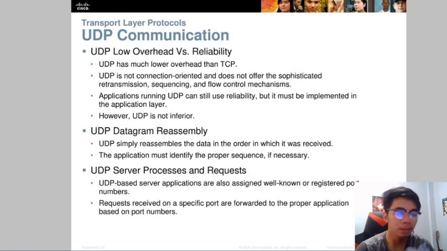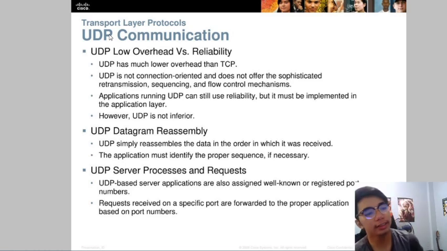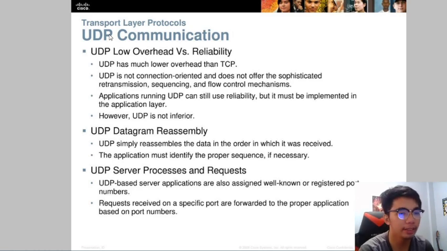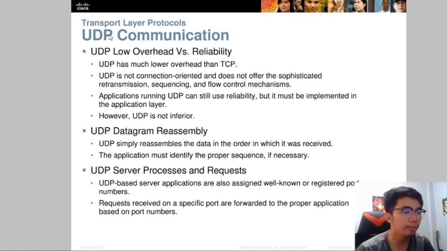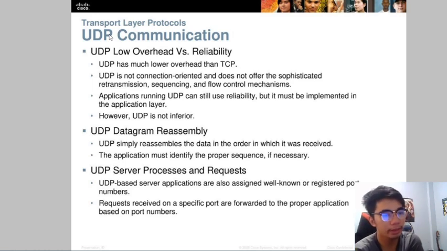Then after that, UDP communication. UDP is low overhead versus reliability: it has lower overhead than TCP. It is not connection oriented and does not offer a sophisticated retransmission, sequencing and flow control mechanism. Applications running over UDP can still use reliability, but it must be implemented in the application layer. However, UDP is not inferior. UDP reassembles the datagrams in the order in which they were received, then the application must identify the proper sequence if necessary.